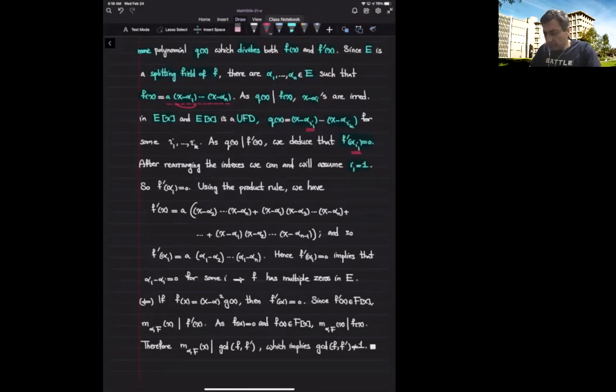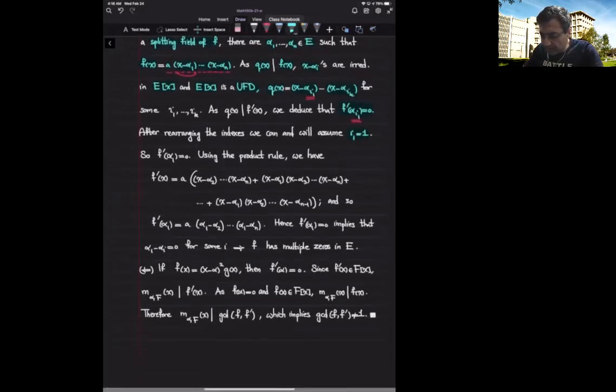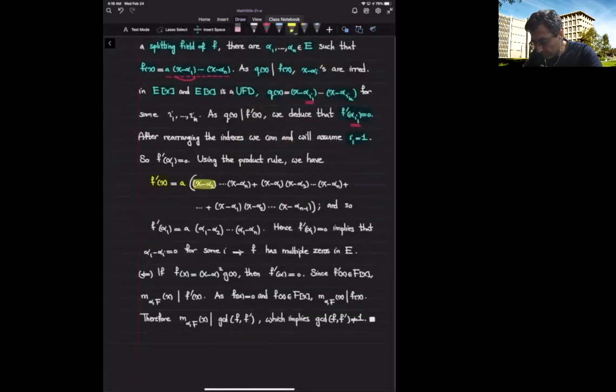So if I use the product rule, I end up getting that f prime is, of course, the leading coefficient times, and that part is not very important, and then I use the product rule. The derivative of the first factor is 1, and I get the rest of the factors. The derivative of the second factor is 1, and I get the rest of the factors. The derivative of the third factor is 1, I get the rest of the factors, and so on. And the derivative of the nth term is 1, and I get the rest of the factors.